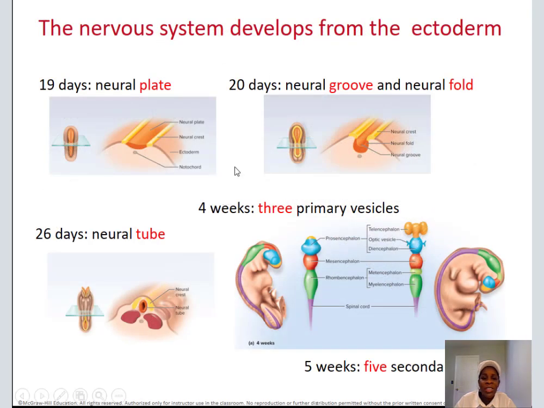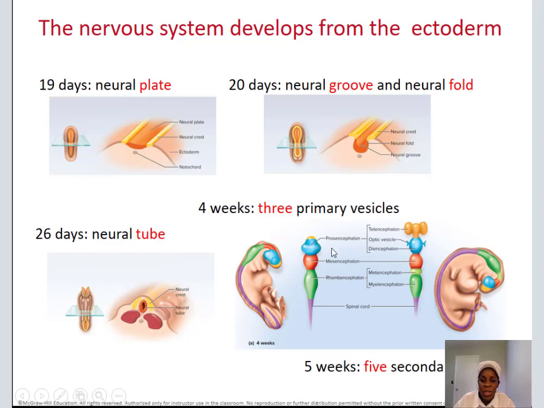How is the nervous system developed? It's developed from the ectoderm, which is one of the germ layers during embryo development. At day 19, the embryo forms a neural plate. It's kind of flat. That plate goes in and becomes a groove, and it finally closes to become a fold and a tube. And that tube develops to be the brain and the rest of the nervous system.